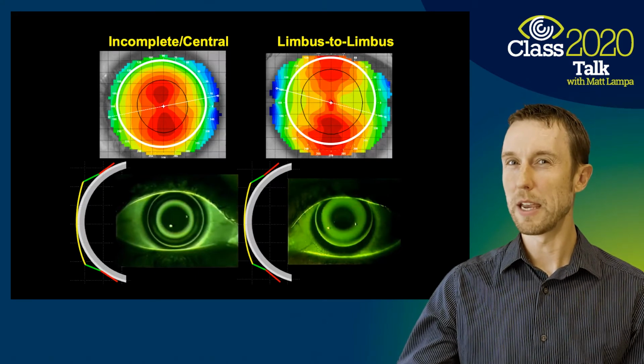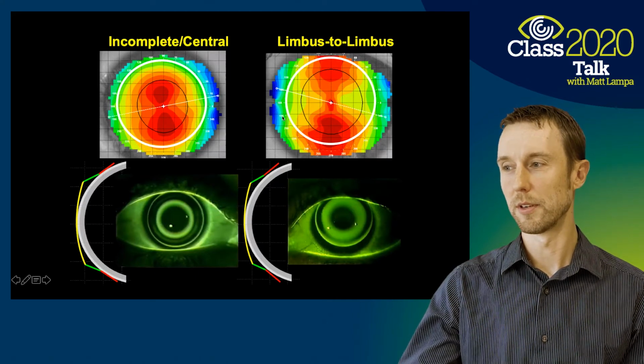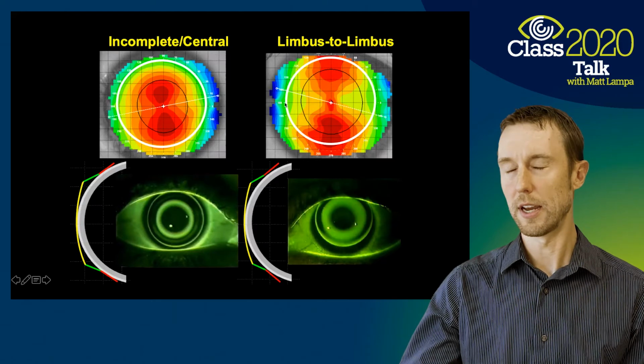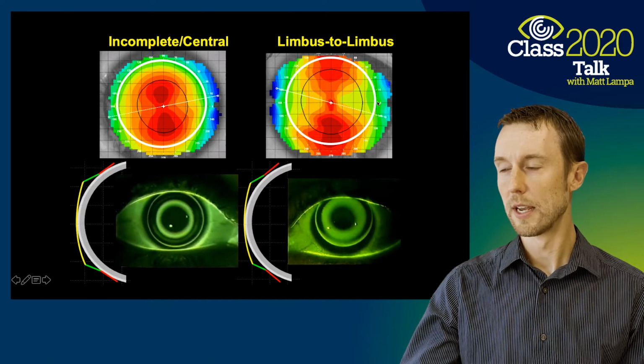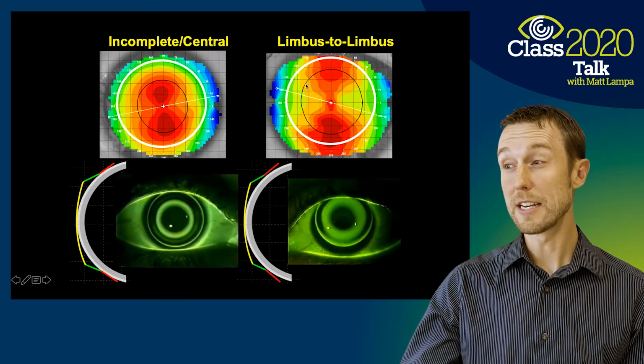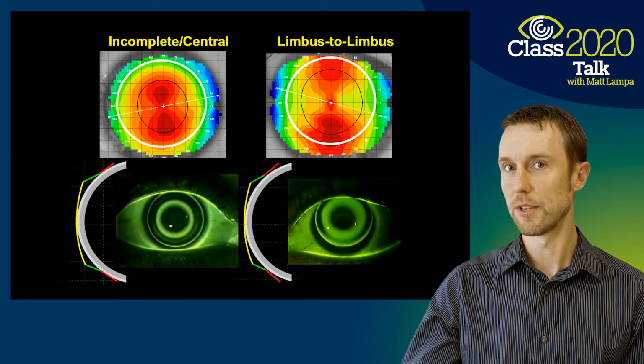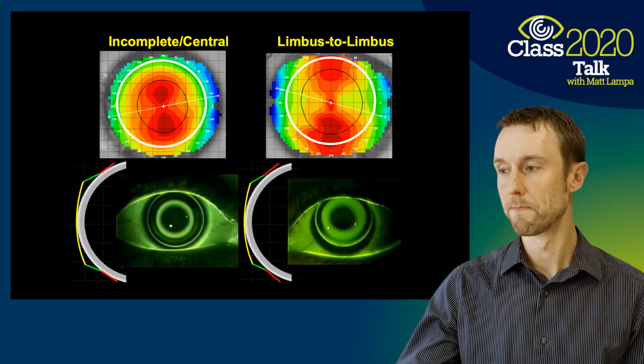But what about the patient with limbus-to-limbus astigmatism? Now what we start to see here is that along the horizontal, at the 3 and 9 o'clock positions, we have one color very different than we do at the 12 and 6 o'clock position, even though the amount of astigmatism for these two patients is roughly the same.